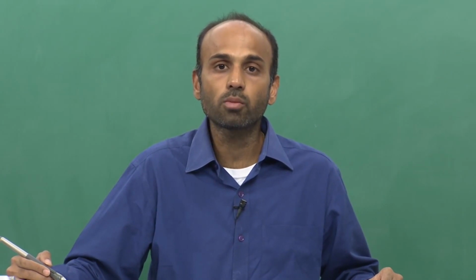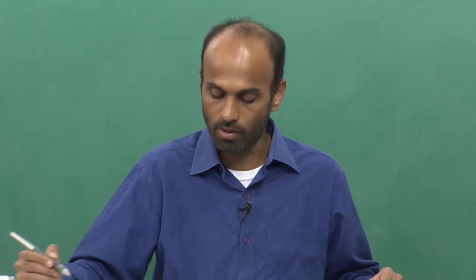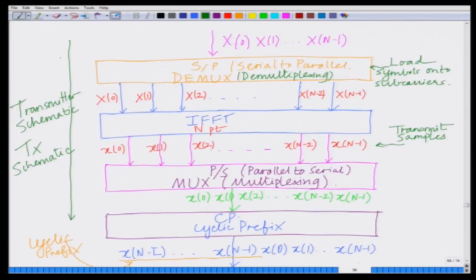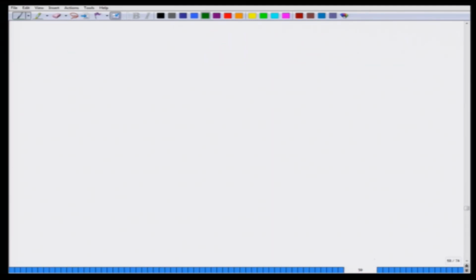Let us now look at the corresponding operations at the receiver of this OFDM system. So, let us look at the receiver schematic of this OFDM system. In the OFDM system, I receive samples from the wireless channel.